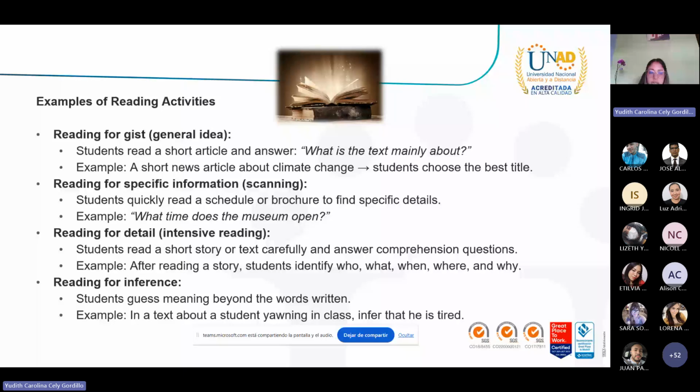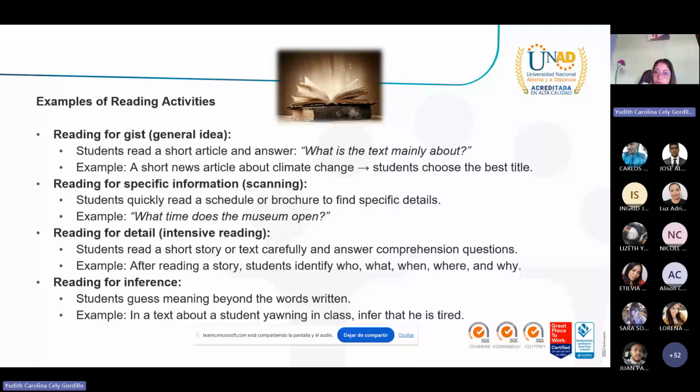In the last one, this is reading for inference. The student gets meaning beyond the written words. Try to identify what about the last part, or what about the different things the author mentioned in the story. What is the reference? What is the most important and impactful for you, according to the reading?